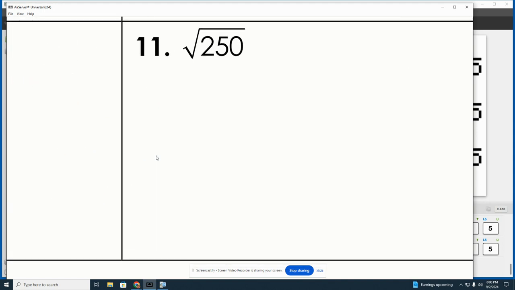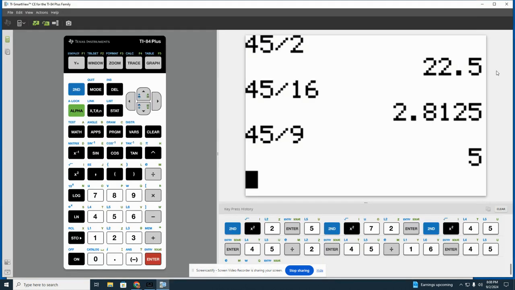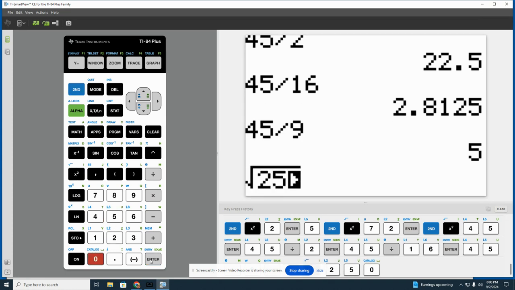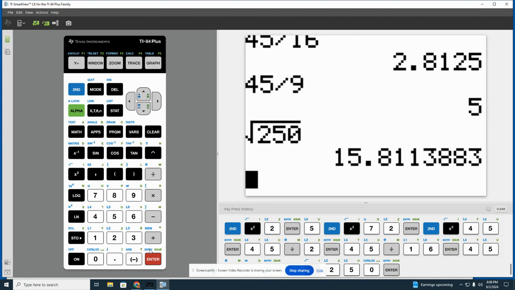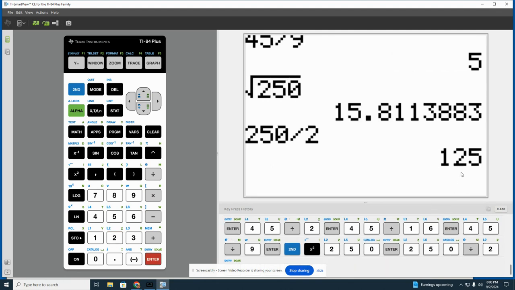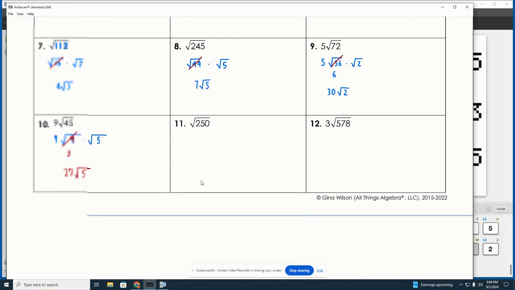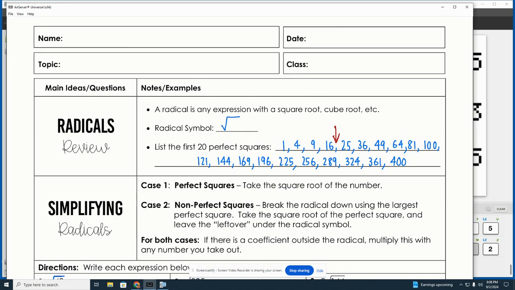Okay, number 11, 250. Let's try 250. The square root of 250 is not a perfect square. So I'm going to divide it by 2. 250 divided by 2. I'm not going to try a perfect square above 125. So let's go back up to my list. Let me erase the one we had earlier. I'm not going to try any perfect square above 225. Well, what do you notice, guys? 225?